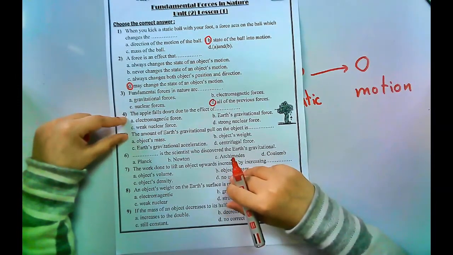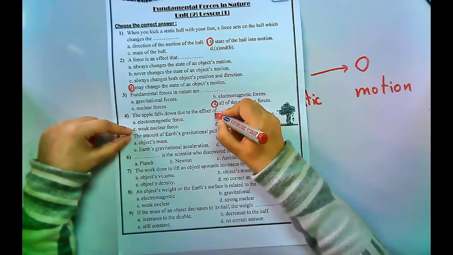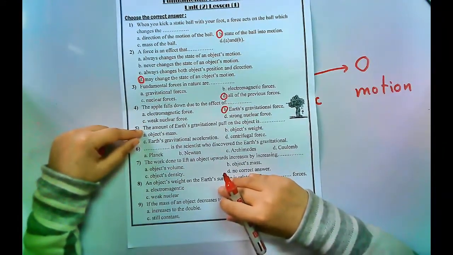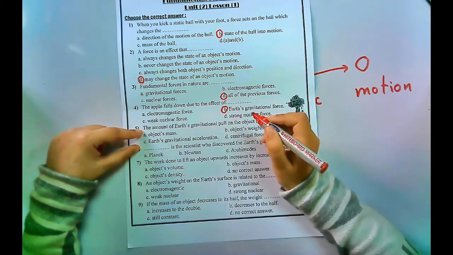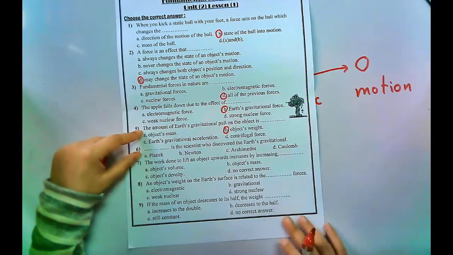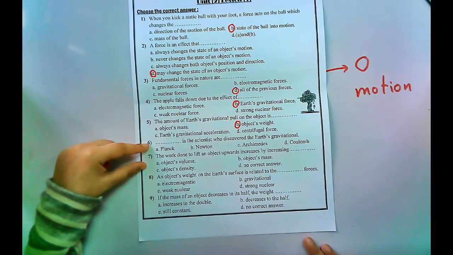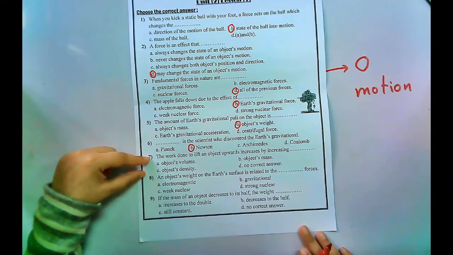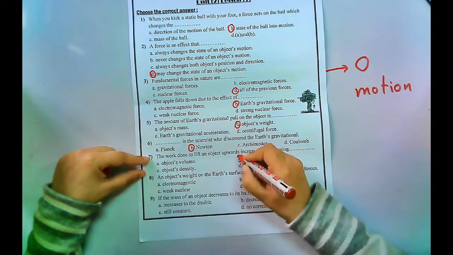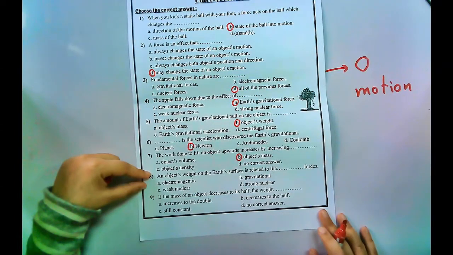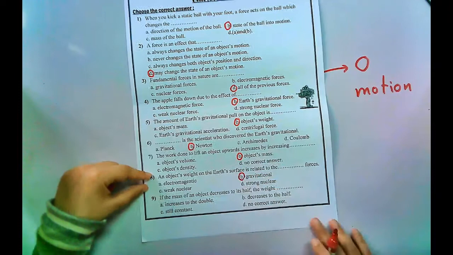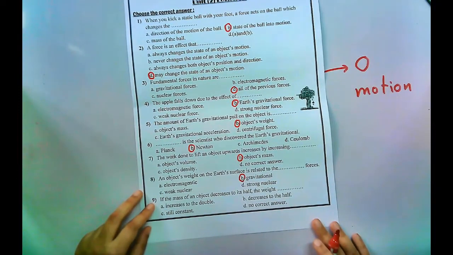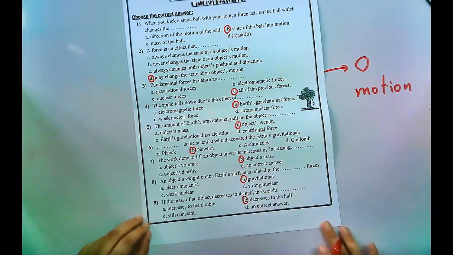The apple falls down due to the effect of Earth's gravitational force. The amount of Earth's gravitational force that pulls the object is the object's weight. Who is the scientist who discovered Earth's gravitational force? Isaac Newton. The work done to lift an object upward increases by increasing the object's mass. The object's weight on the Earth's surface is related to gravitational force. If the mass of the object decreases to half, the weight also decreases to half. There is a direct relation between weight and mass.